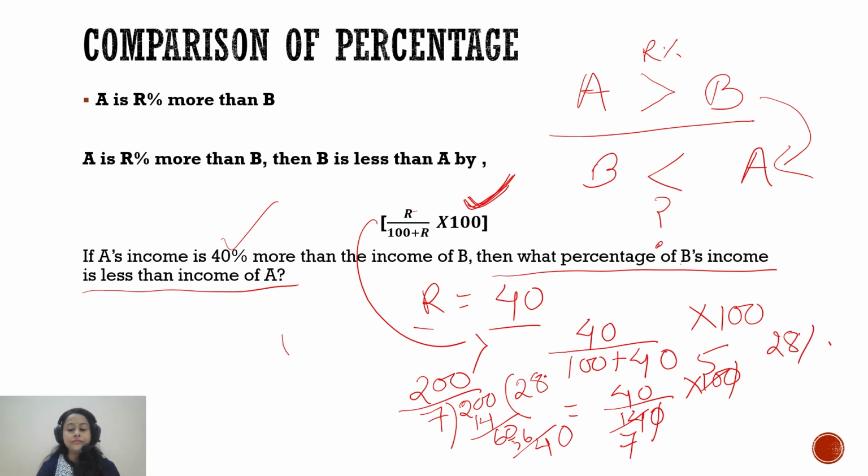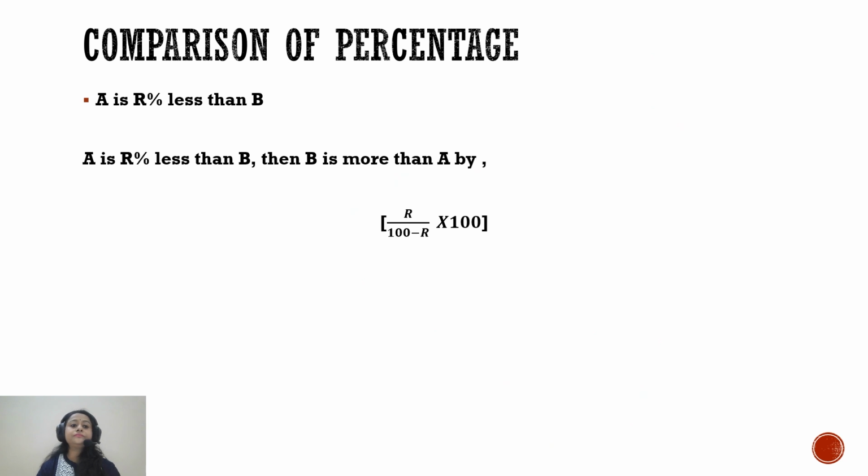You can calculate further. So B's income is 28%, although A's income is 40% more than B, but B's income is 20% less than A. So you have to apply this in such problems. You have to apply this formula, right?